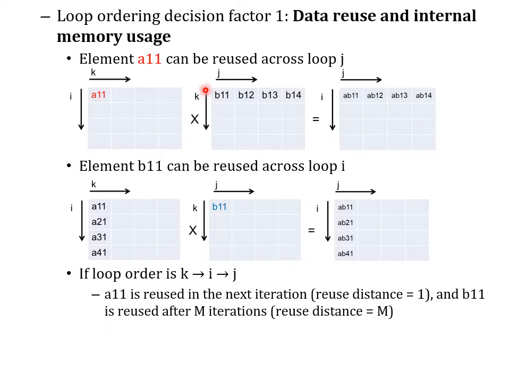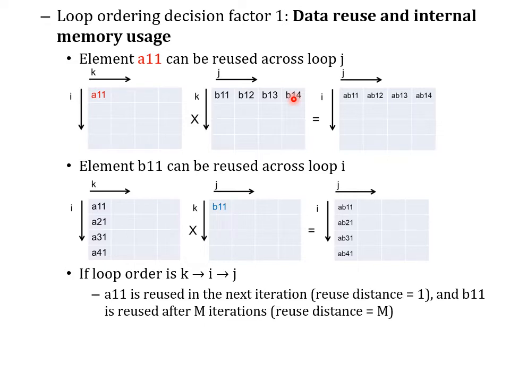Or here, let's look at it here. It's K, I, J. Remember that we use the same A11 to multiply with the B11, B12, B13, and B14, right? So if the J is the innermost loop, we reuse A11 in the immediate next iteration. Then we say that the reuse distance is 1, meaning that the A11 will be reused 1 iteration later.